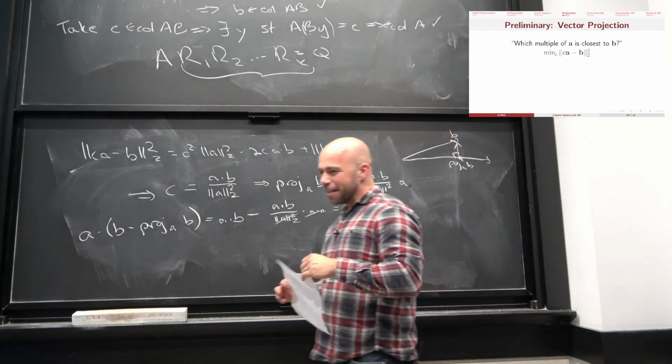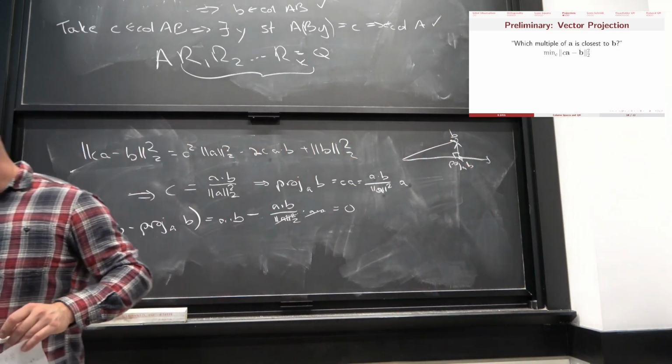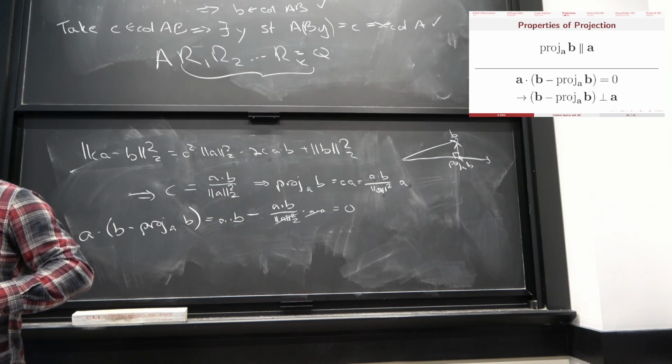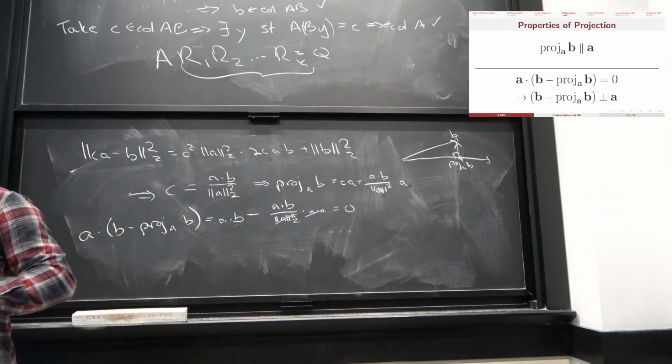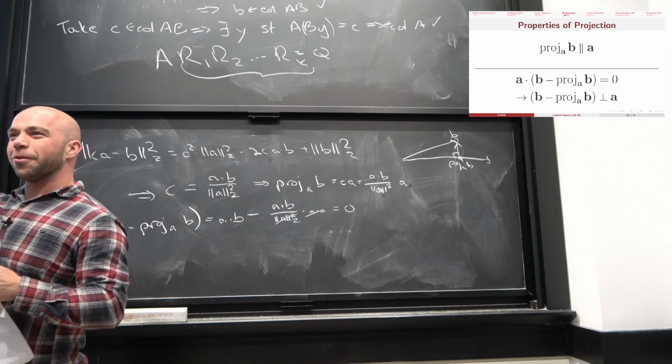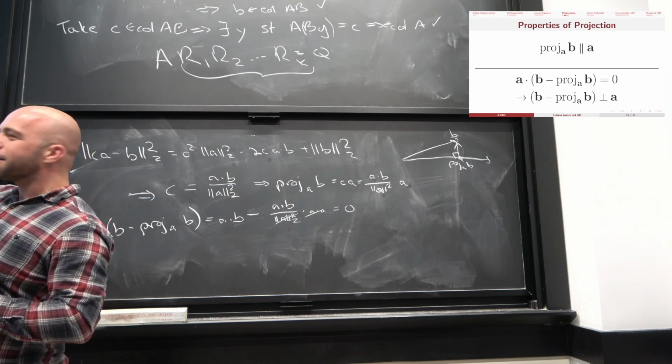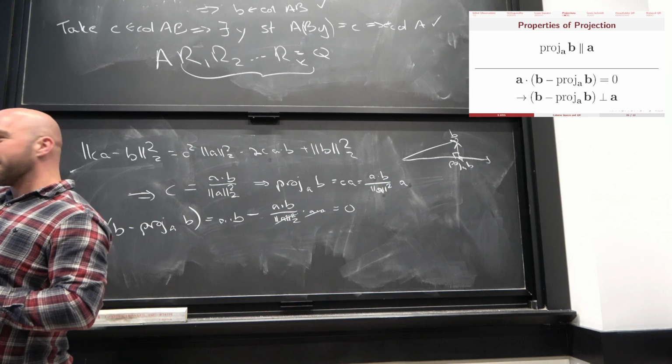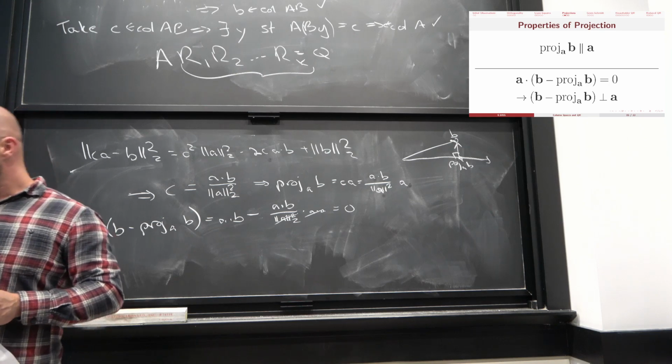Okay, fantastic. So now we can take vectors and project them onto each other. Essentially, we've derived this nice little set of geometric relationships. The projection is obviously parallel to A, kind of by definition. And moreover, the difference is orthogonal. Okay.